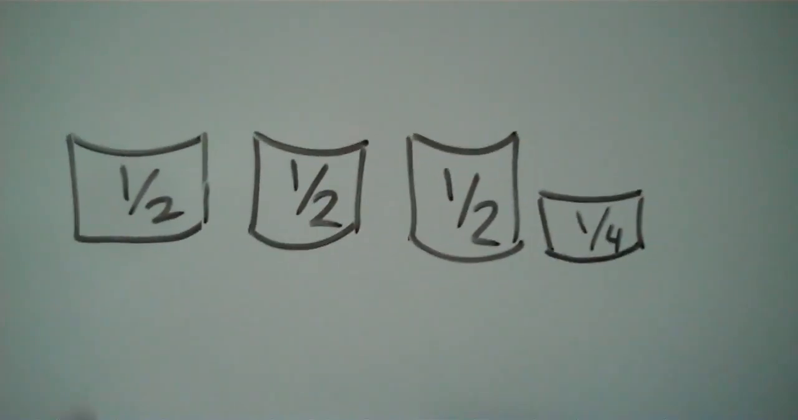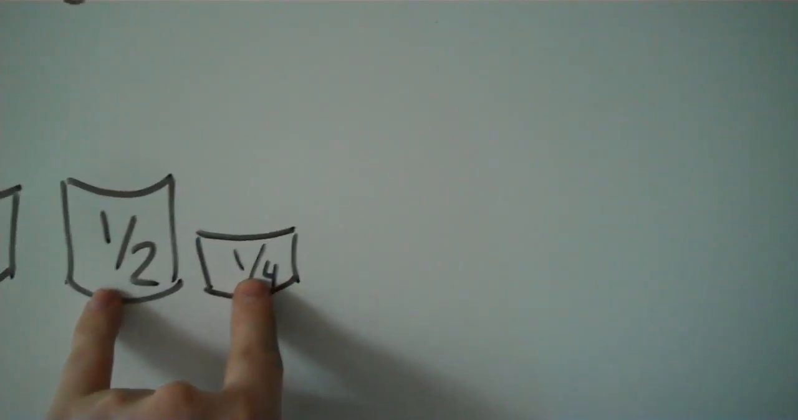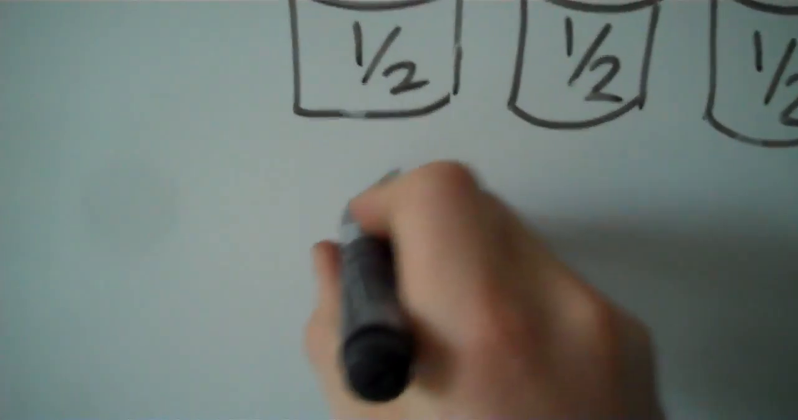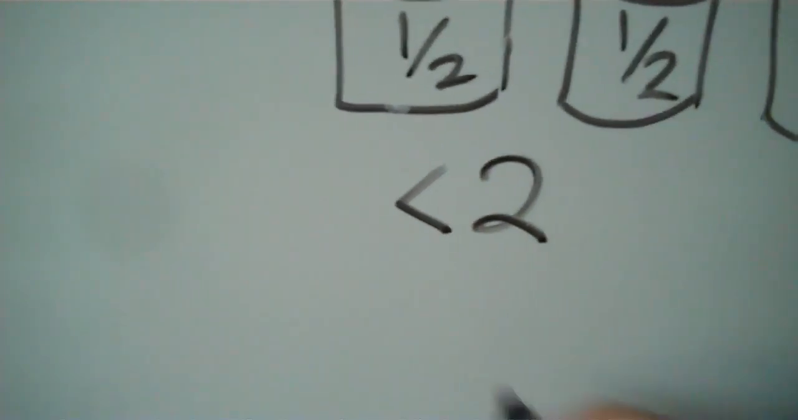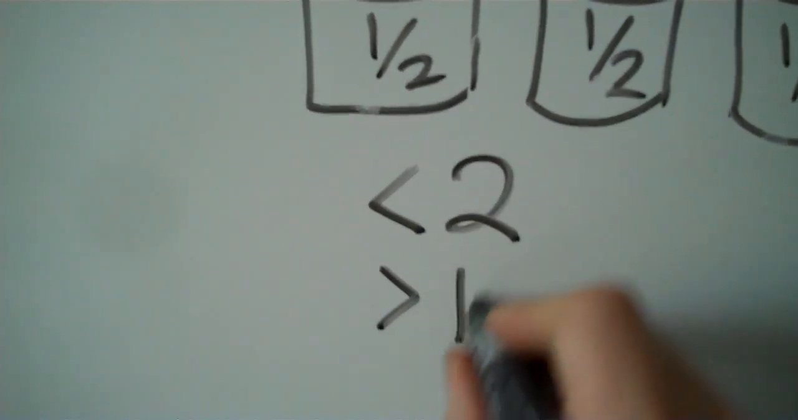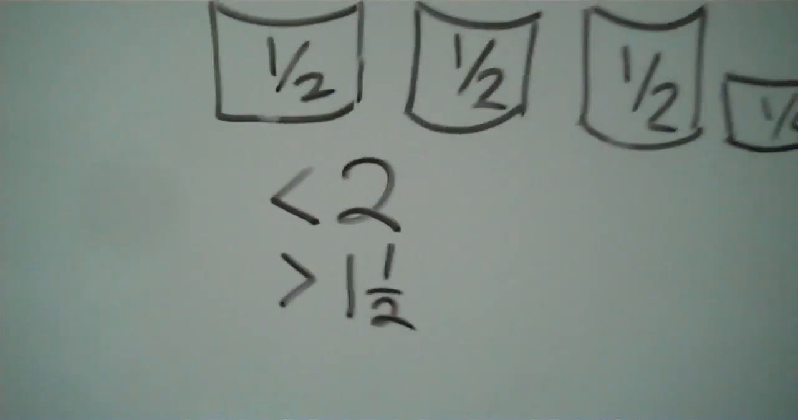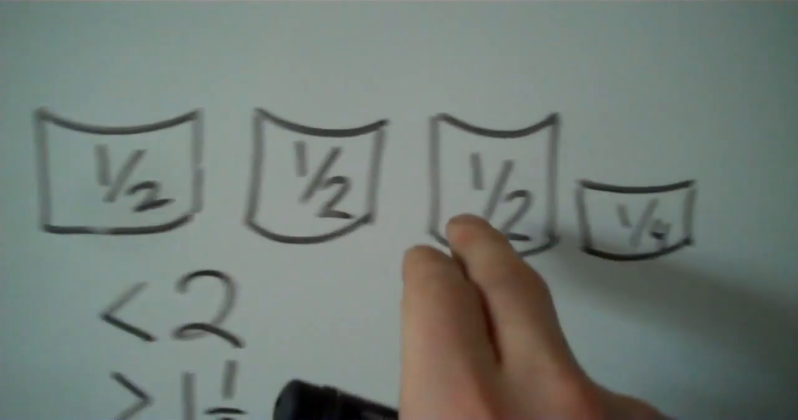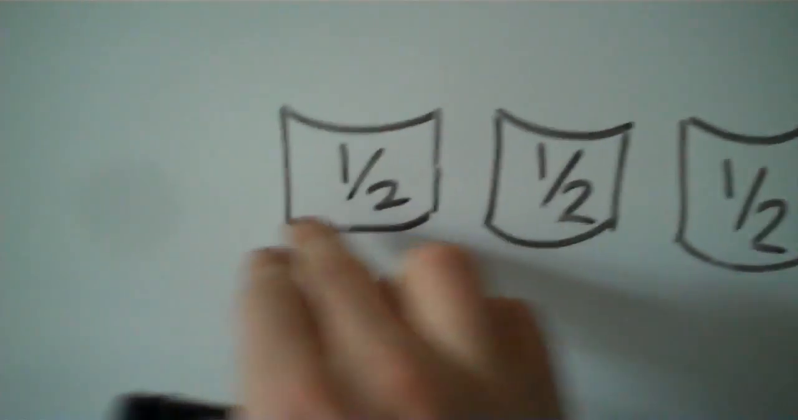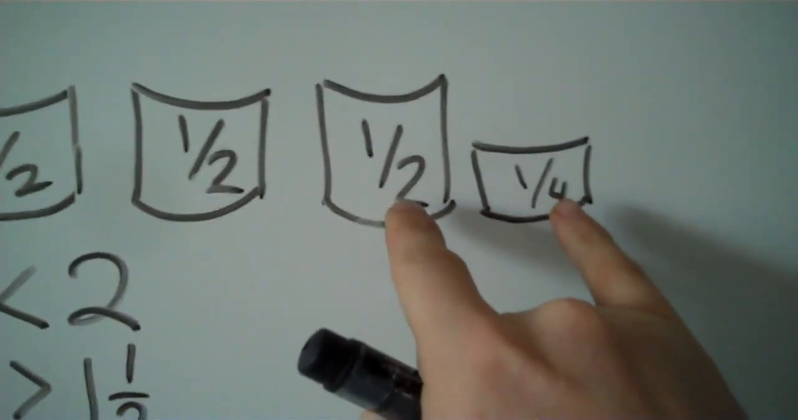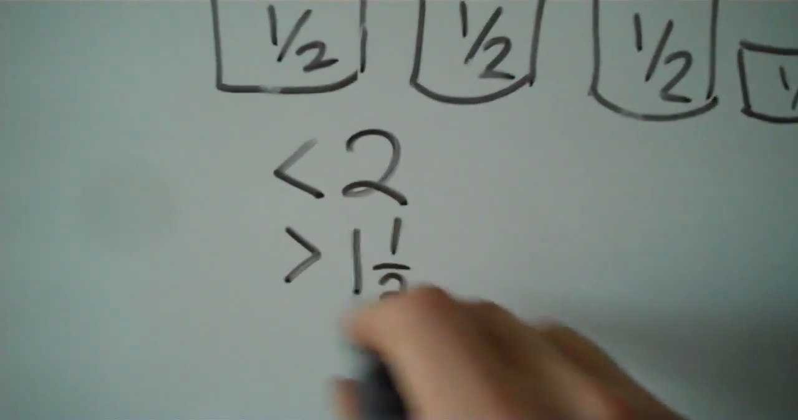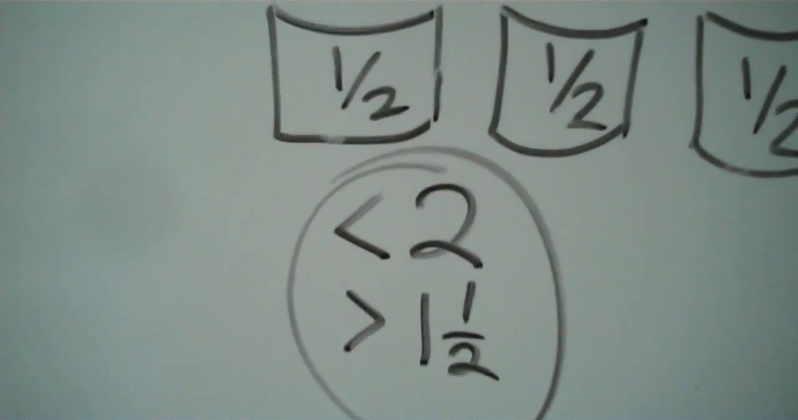Or I could just estimate. That's 1, that's almost 2. So I'm going to say that my answer should be less than 2. But it should be greater than 1 and 1/2. Because that's what I'm thinking. I think it's got to be more than 1 and 1/2 because I got 1 here, I got 1/2, that's a little bit more. I got 1 here. This is almost 2, but it's a little bit less. So it's got to be somewhere in here. That's a good way that I can estimate my answer.